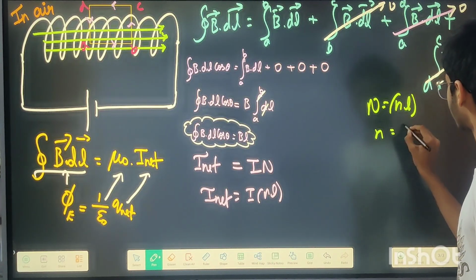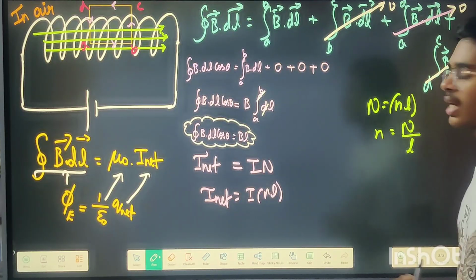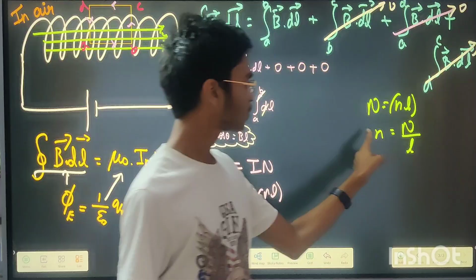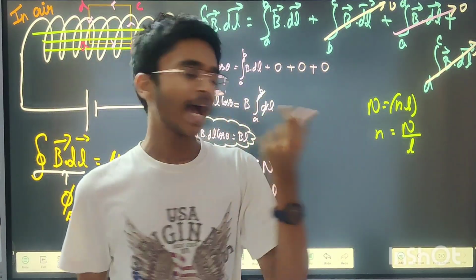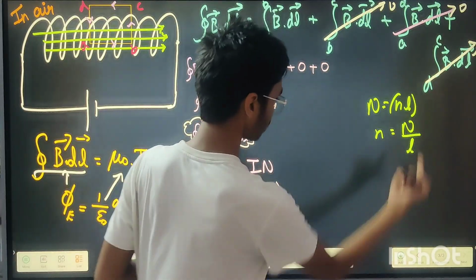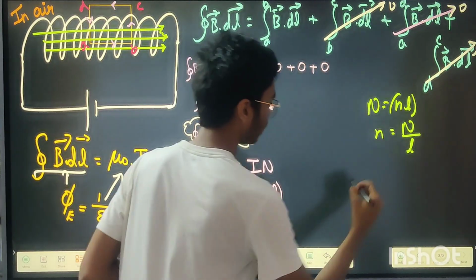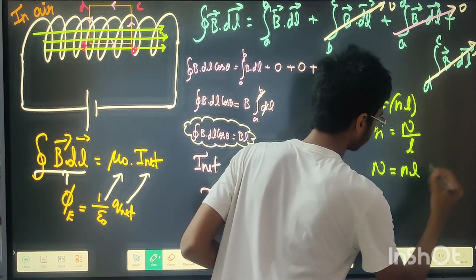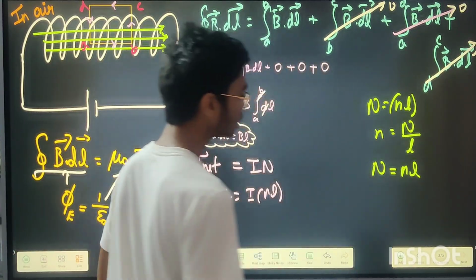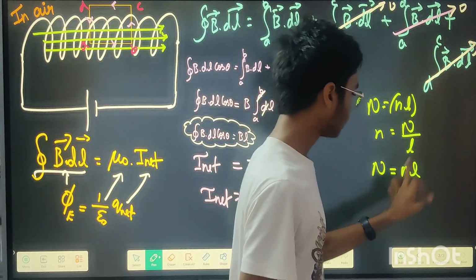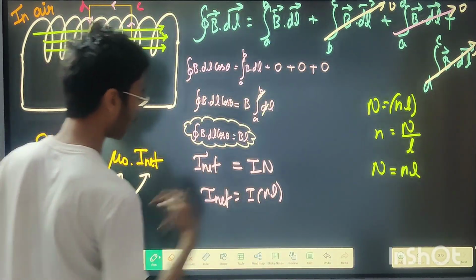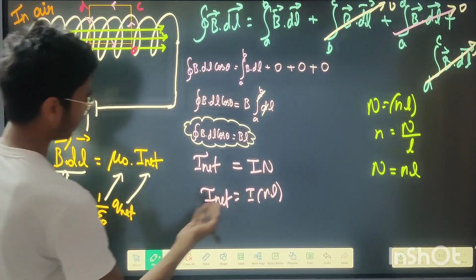See, first small n is equal to capital N whole divided by L, because the small n is actually the number of turns per unit length. For this formula, N is equal to nL, it will be the total number of turns, where L is the total length and n is the number of turns per unit length. So that is what I've written over here. So I net is equal to INL.